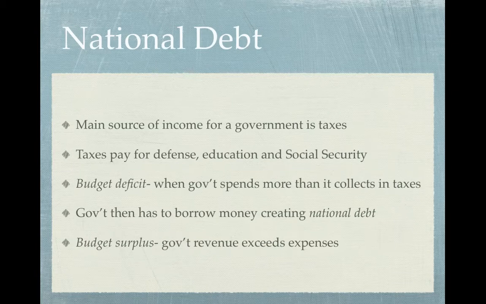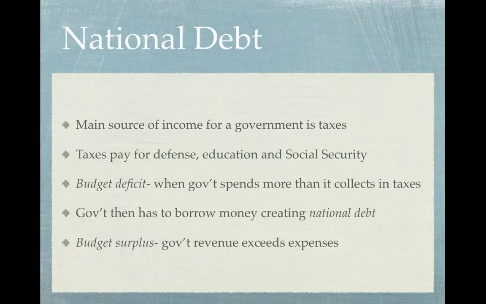National debt. This is always a big ticket, especially in the United States when it comes to concern about the solvency of the government. The main source of income for a government, of course, is its taxes. Taxes on citizens, taxes on businesses, and so forth. So those taxes pay for defense, pay for education, and pay for Social Security.